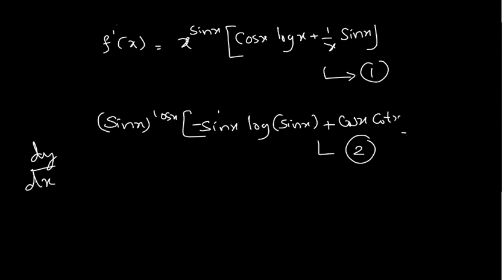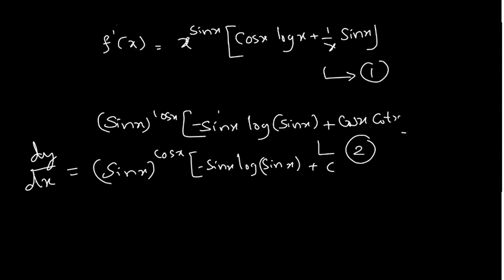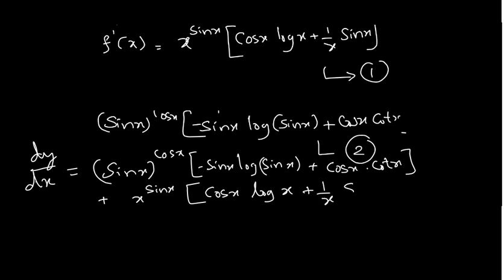dy by dx equal to sin x to the power of cos x into minus sin x log sin x plus cos x into cot x. Yeah, g dash x plus f dash x, also you can write; order is not a problem. And plus x to the power of sin x, bracket cos x log x plus 1 by x sin x. Just copying them, a little bit of caution is required, we may miss something. Okay, so that's all, the final answer, right?